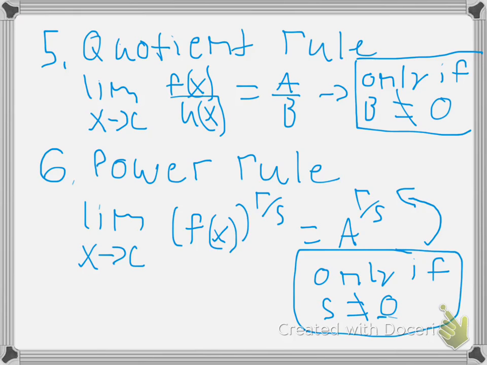And the sixth and final rule of limits is called the power rule. This states that the limit of f of x as x goes to c, to the r over s, is equal to a to the r over s. And this is only true if s doesn't equal 0, because like the previous rule, it would be undefined.